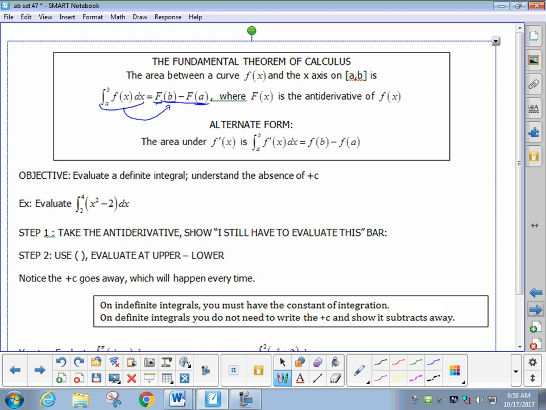Okay? That process then is bypassing all that infinite rectangle sum and getting straight to the perfect area via calculus instead of geometry. So you take the antiderivative, evaluate at the upper minus the lower. This is if you think about the curve.